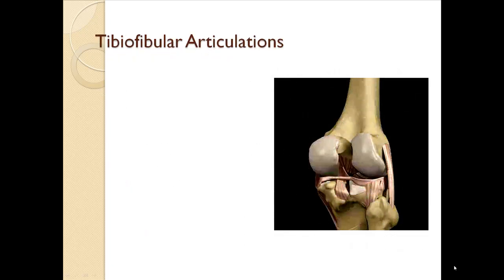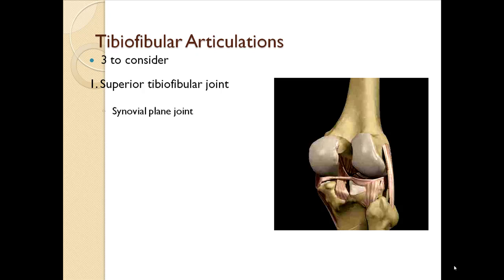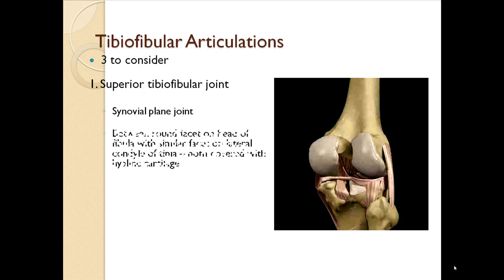Let us now consider some of the articulations in this area between the tibia and the fibula. There are three to consider. The most superior of these is the superior tibiofibular joint. It's classified as a synovial plane joint. The articular surfaces occur between the round facet on the head of the fibula with a similar congruent facet on the condyle of the tibia.